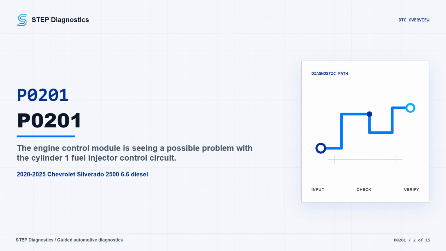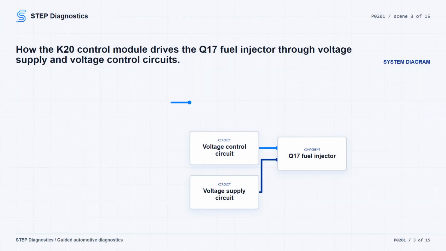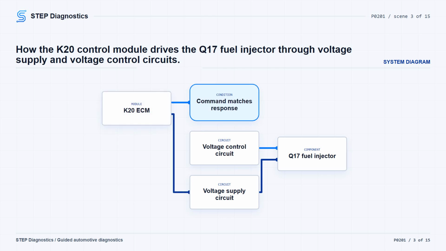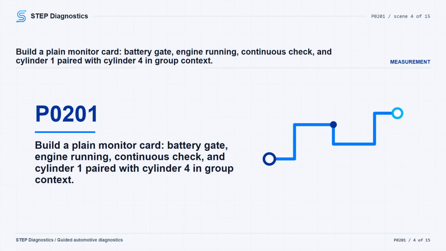Start with the basic system checks, then follow a structured diagnostic approach instead of jumping straight to a part. Before testing, know what the circuit is trying to do. The voltage supply output circuit is switched to 50 volts to activate the injector. The monitor runs with battery voltage greater than 11 volts, the engine running, and then runs continuously after those gates are met. The fault logic is command versus actual state. If the commanded state does not match the actual state for greater than 1 second, the code can set.